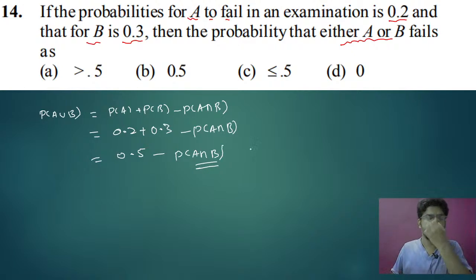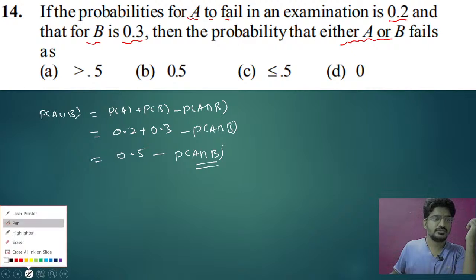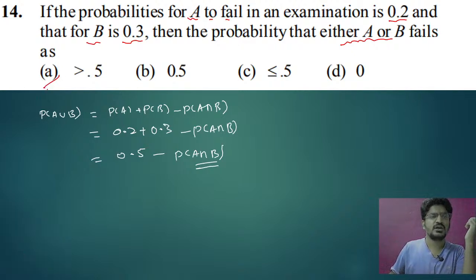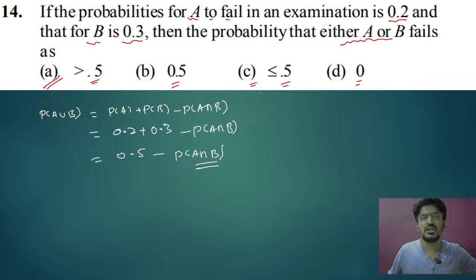So my dear students, you have four options, right? The first one is lesser than 0.5, B is 0.5, C is lesser than or equal to 0.5, D is 0. You can see here this can be 0 also. Probability of A intersection B can be 0 also. If it is 0, the answer will be 0.5. It can be more than 0 also. That means probability of A intersection B is greater than or equal to 0.